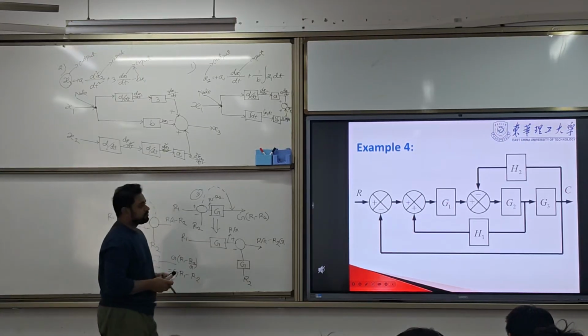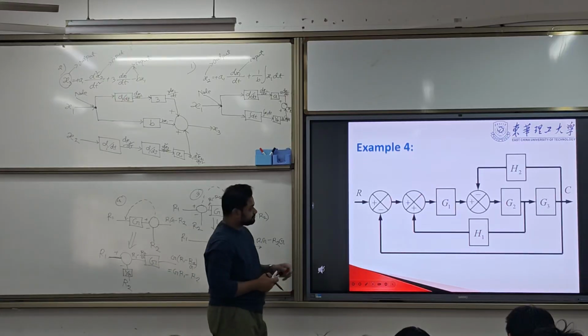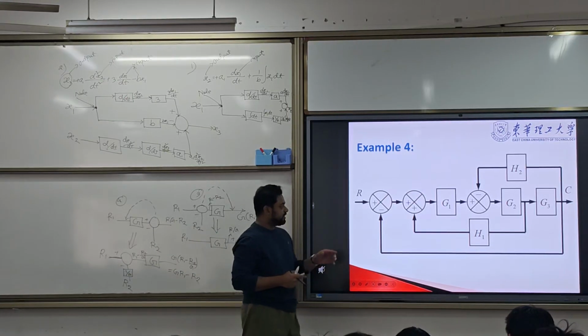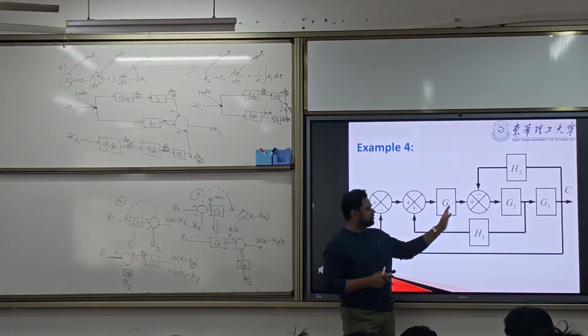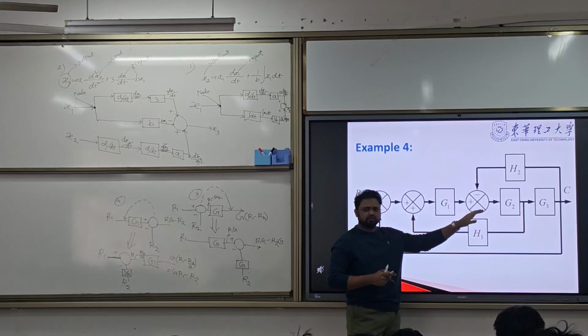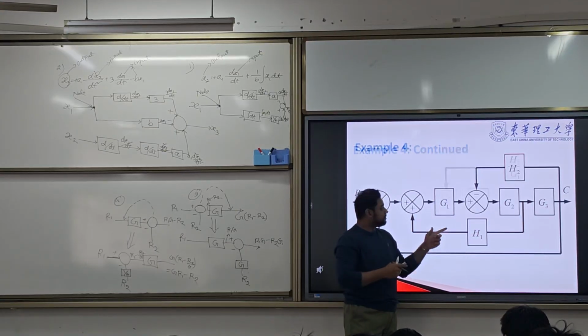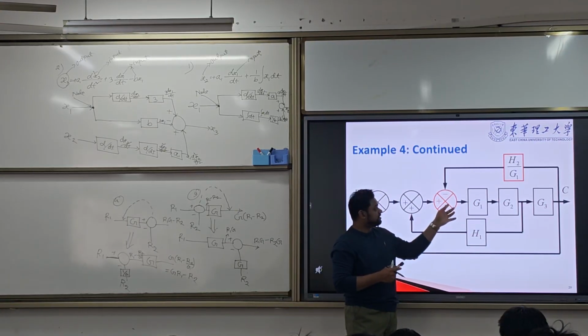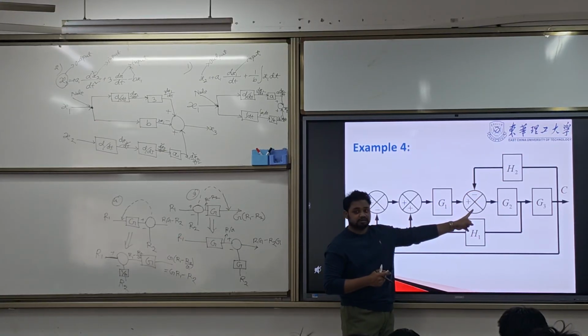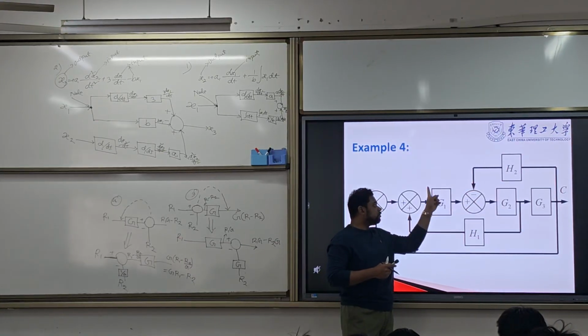The first rule. What is the first rule? First of all, we don't have any cascade. We don't have any parallel. So we need to solve it by redrawing. Look here. This summing point, we need to move it before.